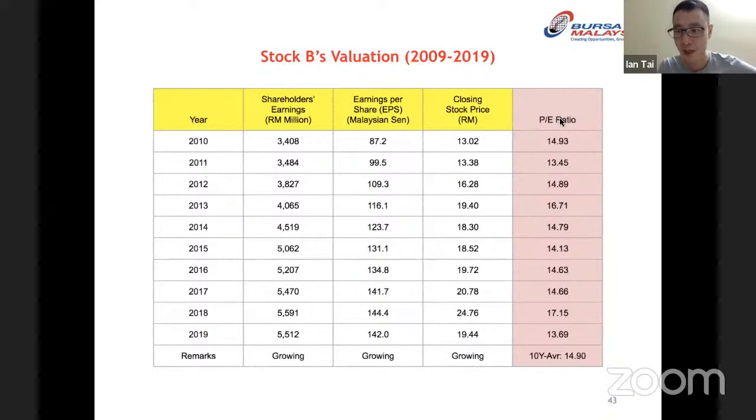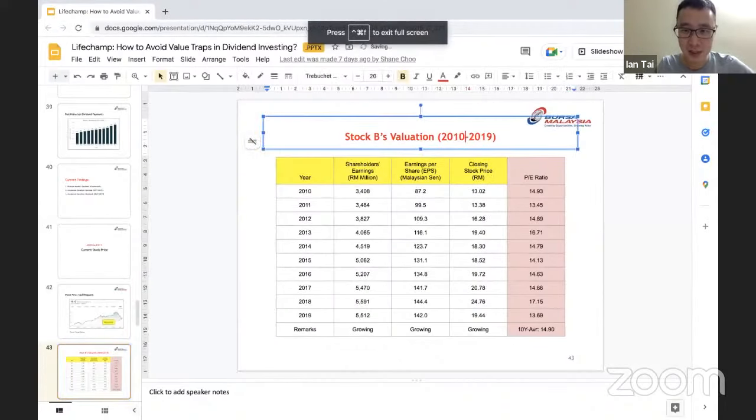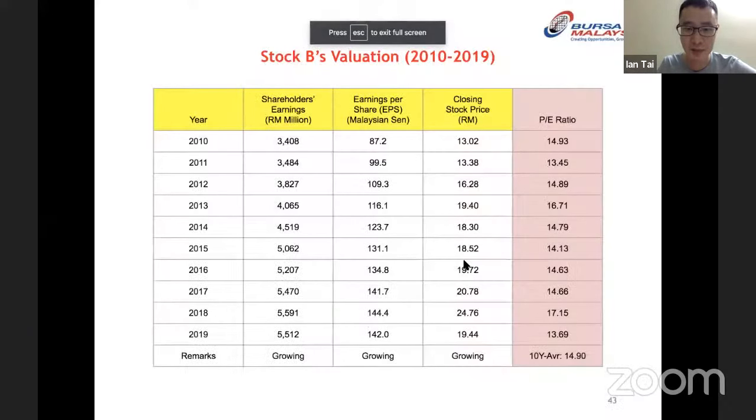So now when it comes to the PE ratio, can you see this or not? Did the PE ratio grow or not? In 2010, as you can see, it's at 14.9, 13.45, 14, 16, 14, 14, 14, 14, 17, 13. Let me change this back to slide share. How many of you see that the closing stock price, earnings per share and shareholders' earnings grow, but the PE ratio didn't really grow? Never mind, it's just maintained. That's good enough.